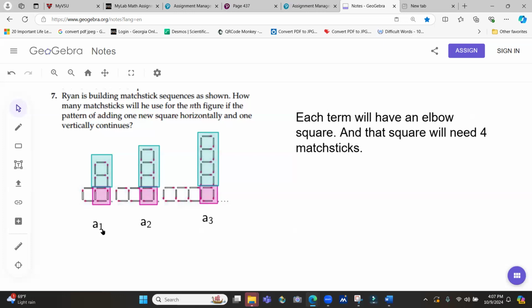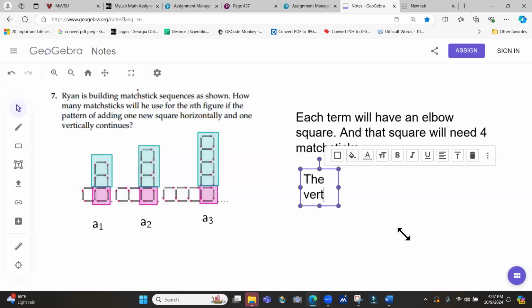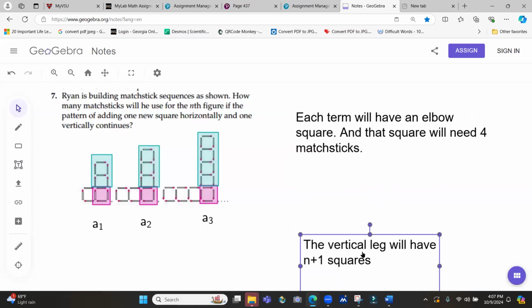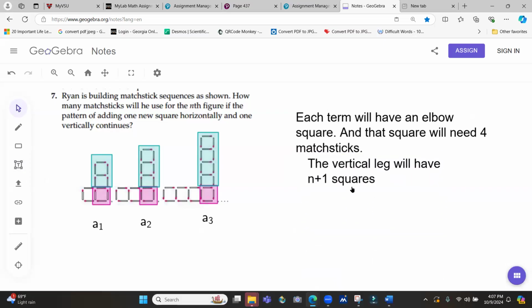Okay, that's consistent. Let's compare one to the vertical one. If you have one, you have two vertical. If you have two here, you have three vertical. If you have three here, you have four vertical. So let's write down another fact. The vertical leg will have n plus 1 squares as observed.